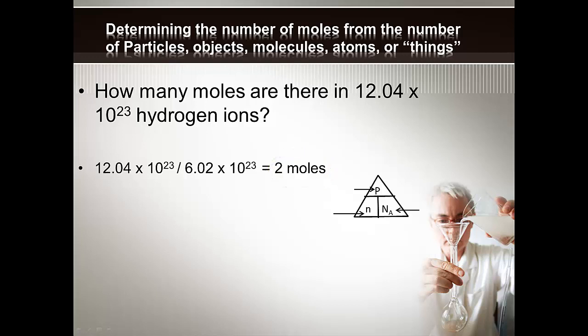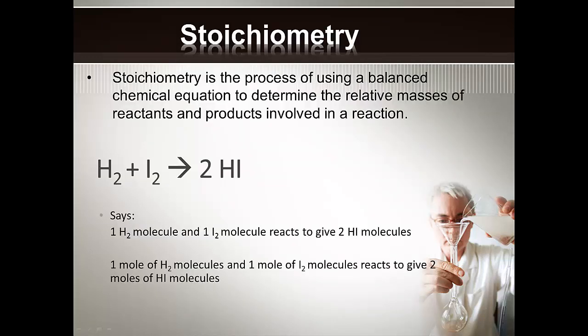If we wanted to know how many dozen there are, we'd divide by 12. We don't want to know how many dozen. We want to know how many moles there are, so we're dividing by 6.02 by 10 to the 23.